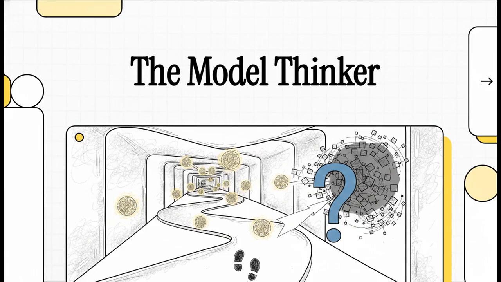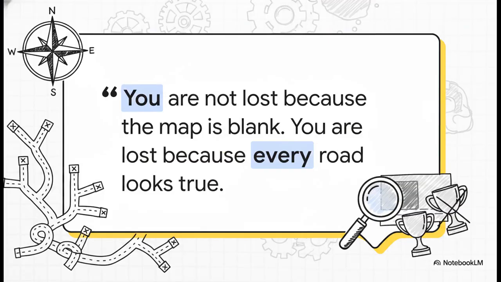By the time we finish exploring The Model Thinker by Scotty Page, you'll see exactly what your favorite explanation is actively hiding from you. Scotty Page wrote this book for a world absolutely drunk on data, offering a real discipline for thinking before your certainty hardens. You are not lost because the map is blank. You are lost because every road looks true.